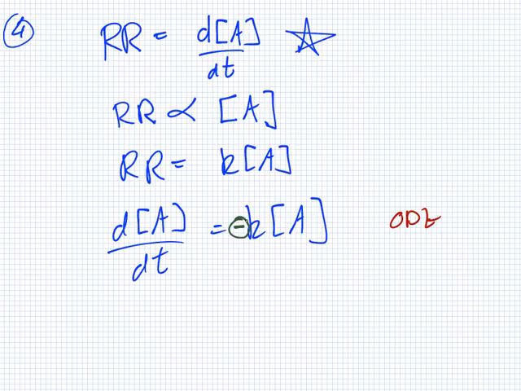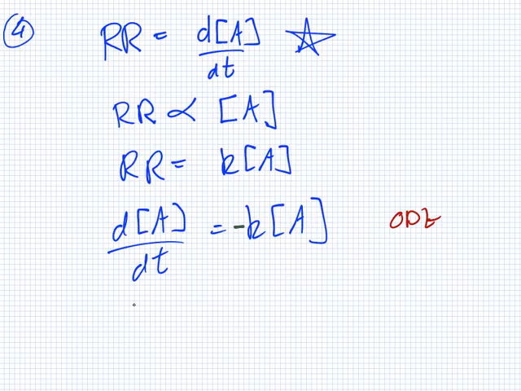Now, if you wrote this as a plus, you'll still get the right answer, but it'll turn out in the end your K will be negative. But you can't see that if you just write K here. So often people write the minus here just to emphasize it's decreasing. But like I said, you don't have to do that.